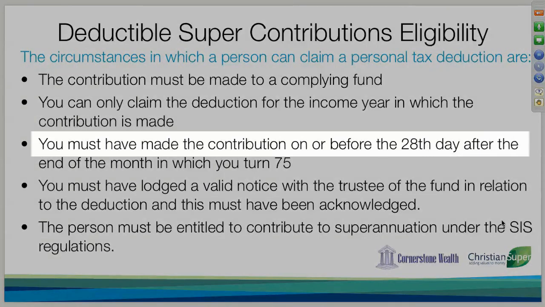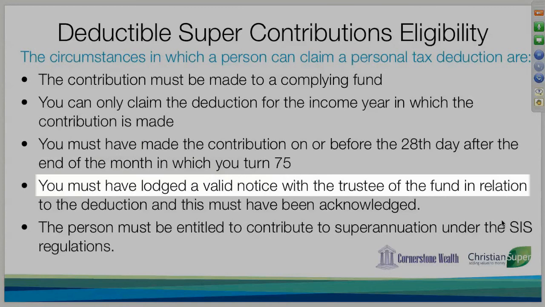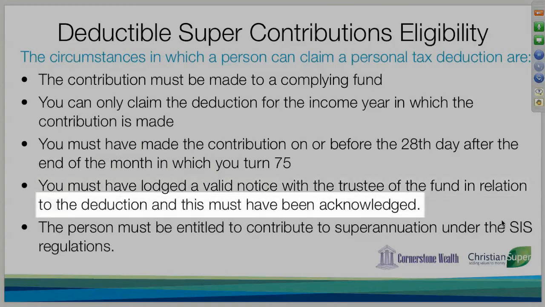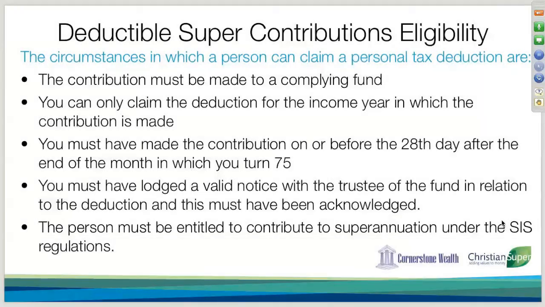You must make the contribution on or before the 28th day of the month following the month in which you turn 75. So this is a good one for Jim, who's in his 70s. You need to make sure that you do it before you're 75. You must give a valid notice to the trustee that you want to claim a deduction for that contribution. You must also be eligible to make a contribution to super.